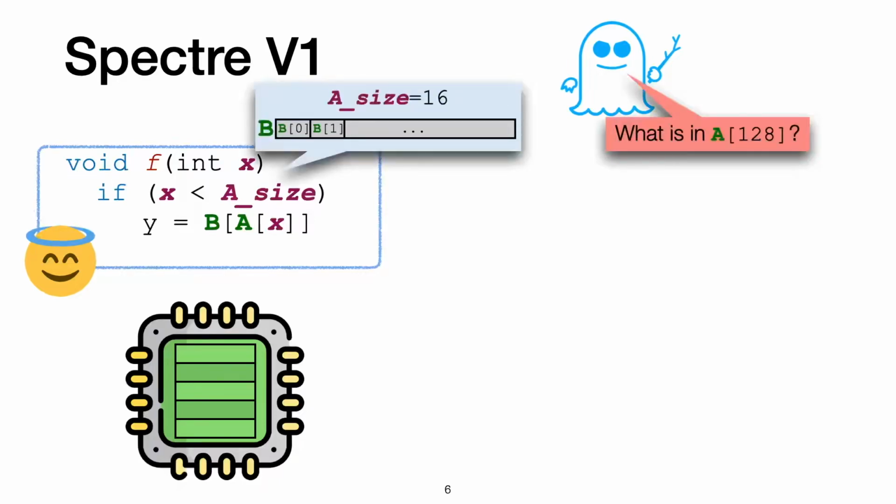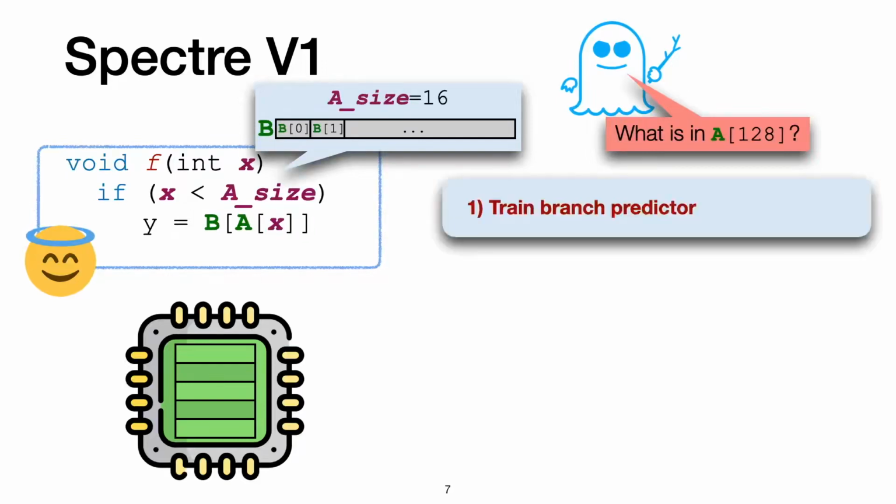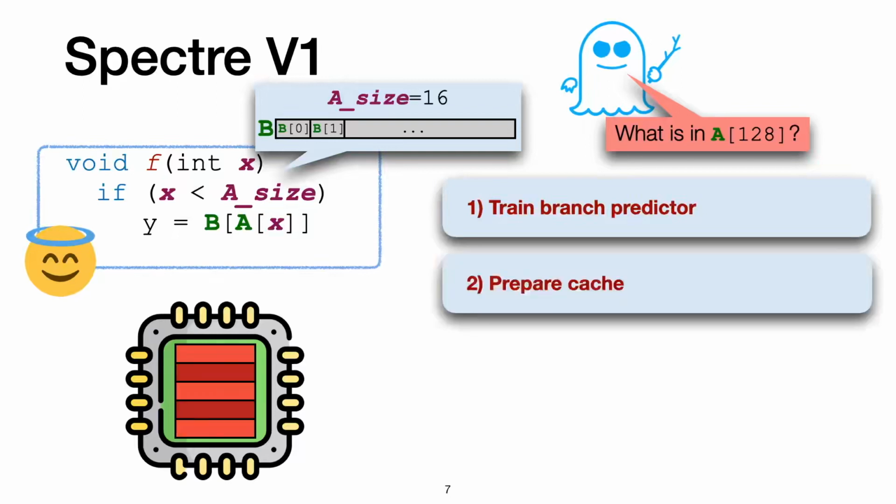Let's say that we want to learn the value of the location A[128]. Observe that A[128] is not part of A, whose size is only 16. The attack works in four phases. First, the attacker trains the branch predictor to ensure that the condition is predicted as satisfied. Next, the attacker fills the cache with attacker-controlled data, depicted here in red.